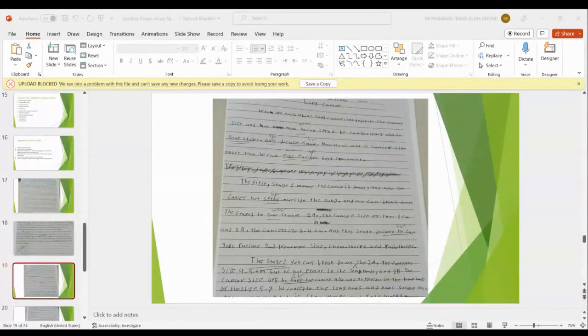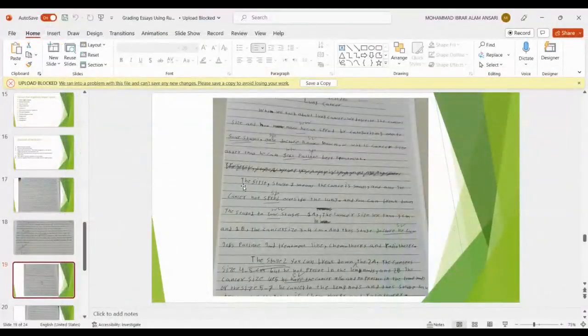Look at his body paragraph. Let's have a look at one body paragraph. We can't have a look at all of them. Have a look at the first one. How many marks would you give? And then we'll move straight away to the conclusion.